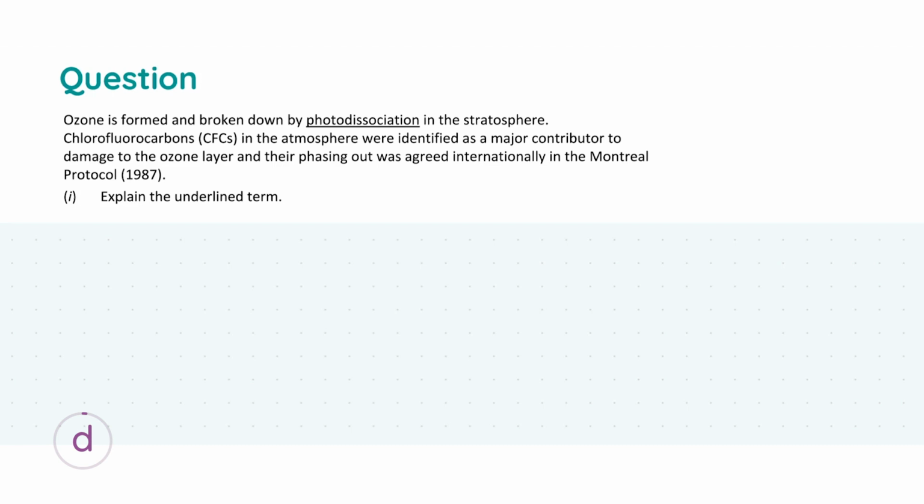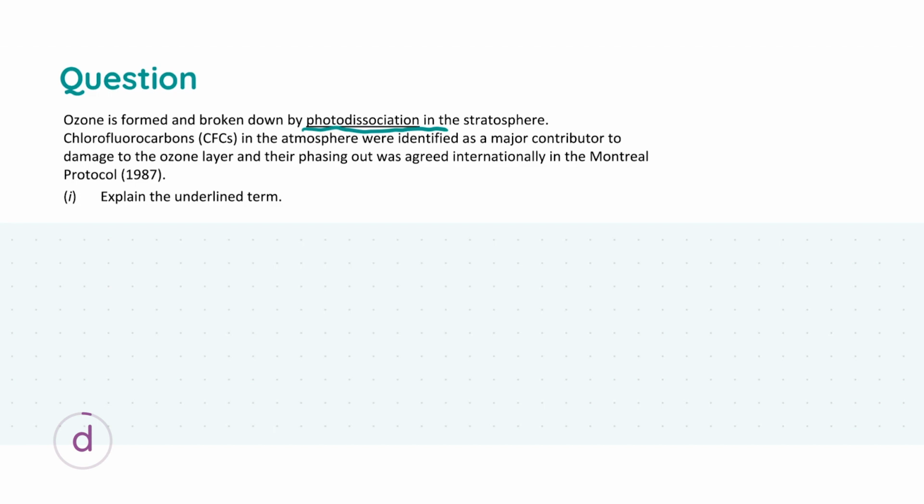So Part A is going to be some questions on, I believe, atmospheric chemistry. In this case, we're given a paragraph. The paragraph is saying ozone is formed and broken down by photodissociation, which is underlined, I'll underline it again, in the stratosphere. And we're told that CFCs in this atmosphere were identified as a major contributor to damaging the ozone layer, and their phasing out was agreed internationally.